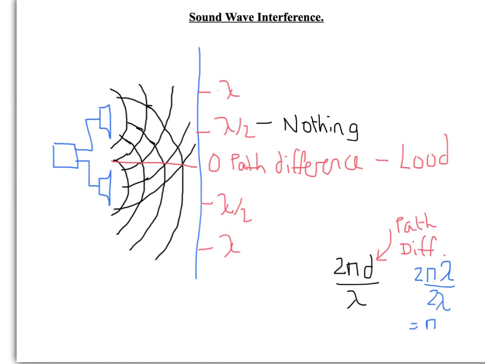So if we go up to lambda and put that into the equation, you'd end up with 2 pi lambda over lambda, so you get 2 pi, and that's the same as being 360 degrees or 0 degrees out of phase, so you get it being loud. And it's the same down here. You would get nothing at this point and it being loud here.